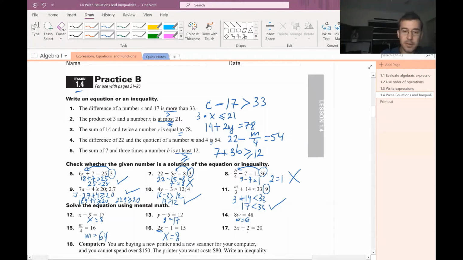Okay. So here, same thing, plus 2 has to go on the other side, becomes minus 2. So 20 minus 2 is 18. So 3x equals 18, x is 6, because 3 times 6 is 18. So x is 6.